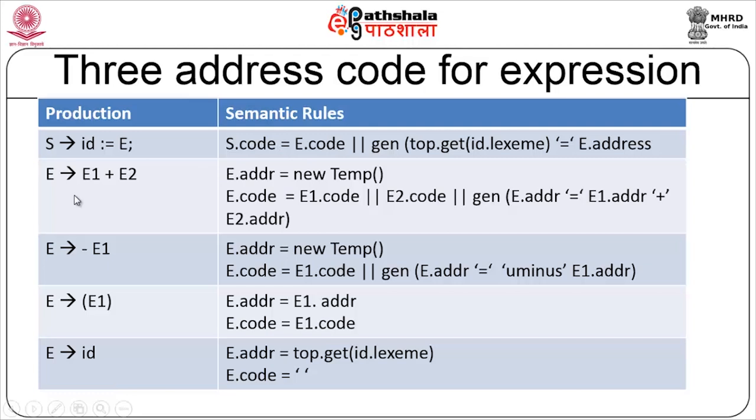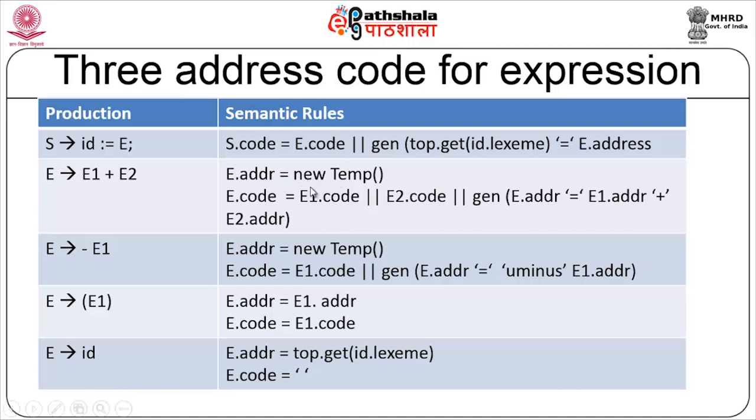Then subsequently, E produces E1 plus E2. What should I do now? I have a code for E1 and a code for E2, and those will be available in temporary locations T1 and T2 respectively. For example, I have to do addition of T1 and T2, and that is the code corresponding to the LHS non-terminal. So that's what we have here.